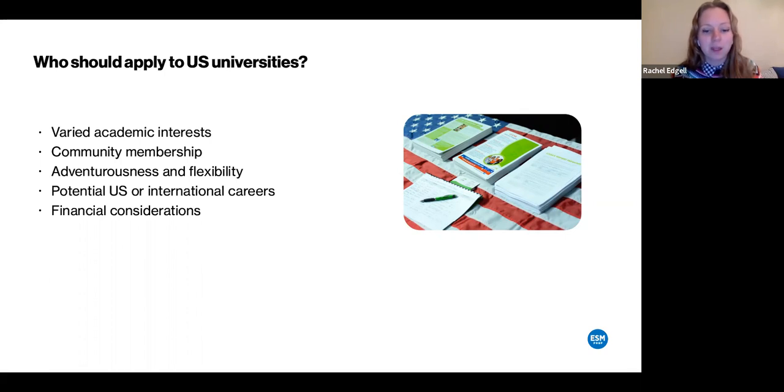Another attribute that I think is really helpful for students that come to the US is some sort of desire to belong in a community. So whether that's your school community, whether that's your neighborhood, whether that is a religious community or an ethnic community or whatever sort of community, however you want to define it, that also tends to be really helpful because the US has more of a pastoral approach at university, and they really want students to come and be engaged on their campus and not just focus on their studies. They want you to really be involved outside of the classroom as well.